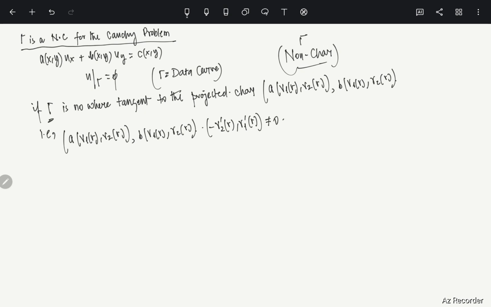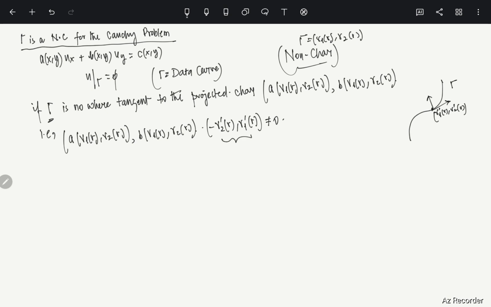Basically, what is the parametrization of gamma? The parametrization of gamma is gamma 1 and gamma 2. So gamma is parameterized as gamma 1 of r, gamma 2 of r. If this is gamma, any point on it is given as gamma 1 of r, gamma 2 of r. If you look at the tangent to that point, it will be gamma 1 prime of r, gamma 2 prime of r, and the normal to that is given by minus, this is your normal.